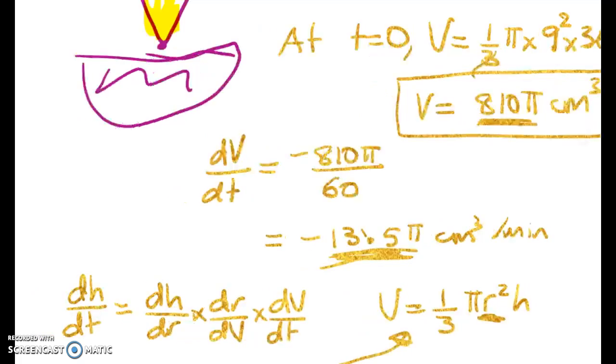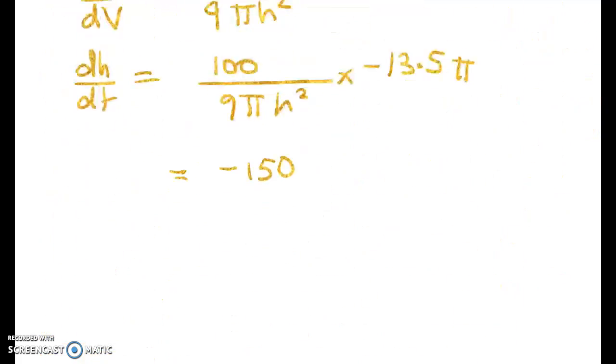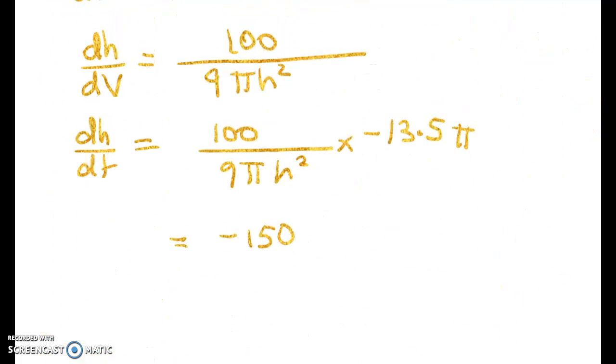So dV by dt's got a pi in it. Scrolling back down, now we have no pi left. So negative 150 over h squared. Now I've done this with my unit of time as minutes. It'll work just fine if you do it with hours, so it won't matter at all.